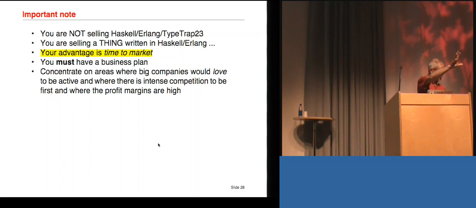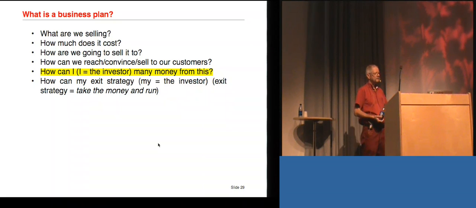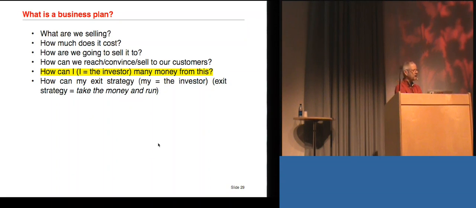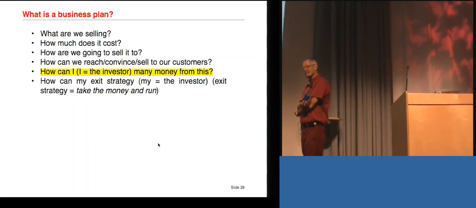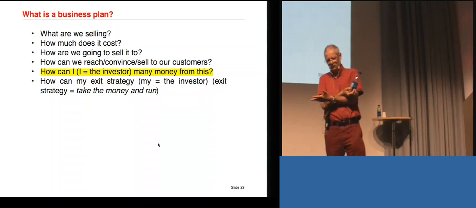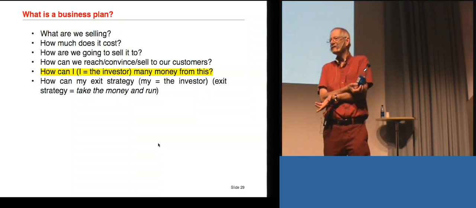Your advantage is time to market. This is this type of company. You've got to have a business plan. Concentrate on areas where you might see failures. What's a business plan? Well, you've got to answer these questions. What are we selling? How much does it cost? Who are we going to sell it to? How are we going to reach our customers? How can I make money out of this? If you're asking people to invest in you and your company, the first question they're going to ask is, how can I make money out of it?